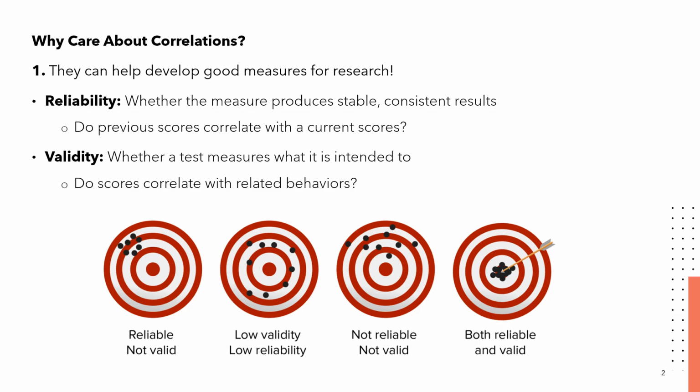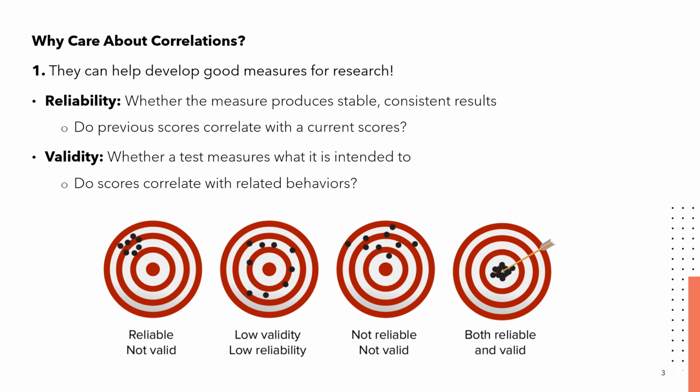So, to test if something is reliable, we can use correlations and see if previous scores correlate to current scores. Valid scores refer to whether a test measures what it is intended to measure. You can think about this as hitting the bullseye of a target. Say you're developing a new intelligence test and include the question, do you like apples? Someone can answer yes all day long, making it a reliable test. But if it's not measuring intelligence, it's not a valid question.